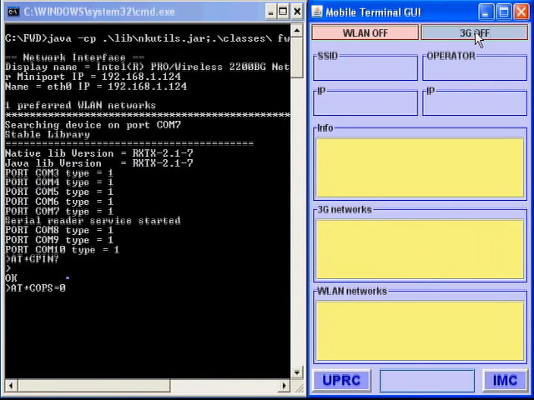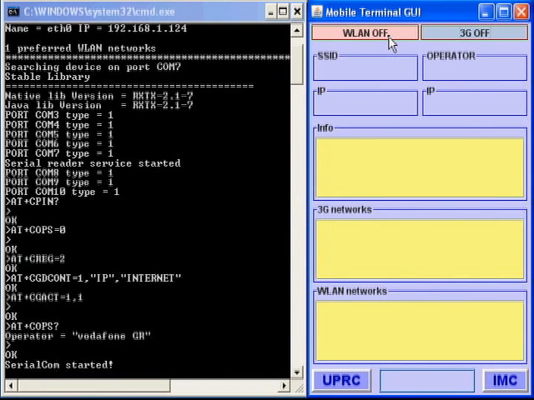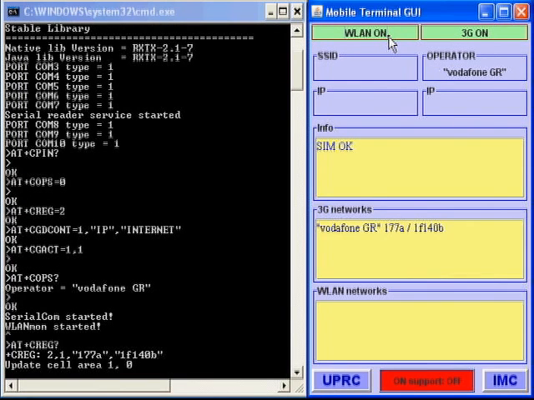Initially, both controllers are off. By pressing the corresponding button on the top of the GUI, the controller is activated and the communication with the corresponding network interface is set up. As can be seen on screen, the 3G modem controller was started first, and now we will start the wireless LAN controller as well. The corresponding lists are filled with information, which is refreshed periodically.